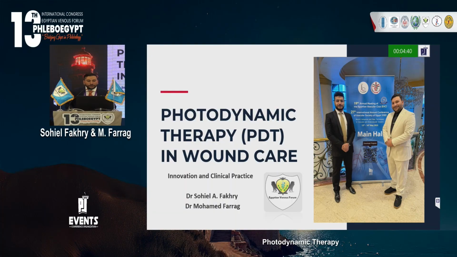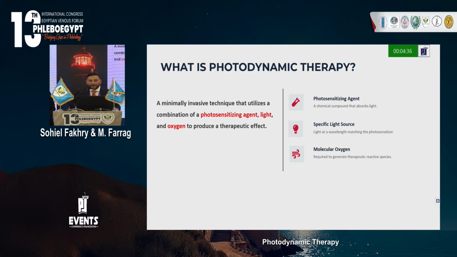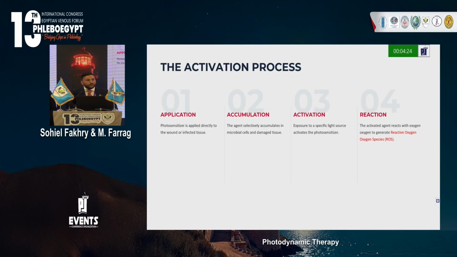Photodynamic therapy in wound care management. As you all know, it's a minimally invasive technique that utilizes a combination of a photosensitizing agent, light, and oxygen to produce therapeutic effects. You have to know the activation process, passing through application, accumulation, activation, then reaction.